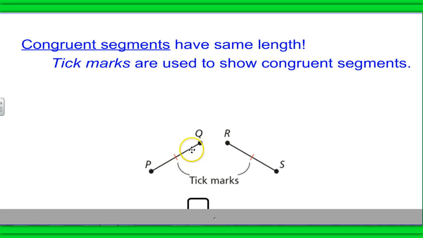If segment PQ has 1 tick mark and RS has 1, those 2 segments are congruent. We could show a second set of congruent segments using 2 tick marks on both, and we could go on from there. We could have 3 tick marks on 2 segments, and it shows that those 2 segments, once again, are congruent. They must have the same number of tick marks to be congruent.